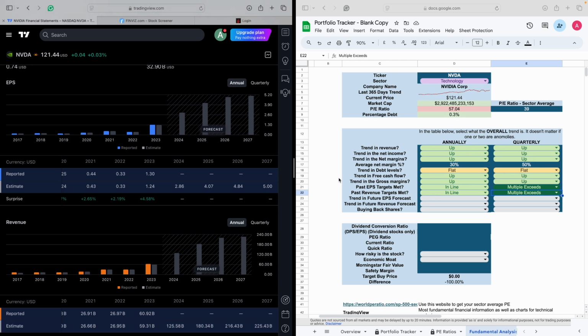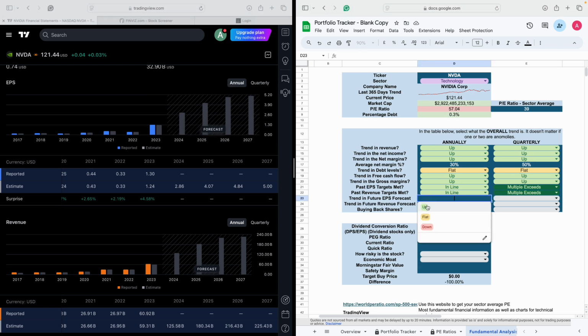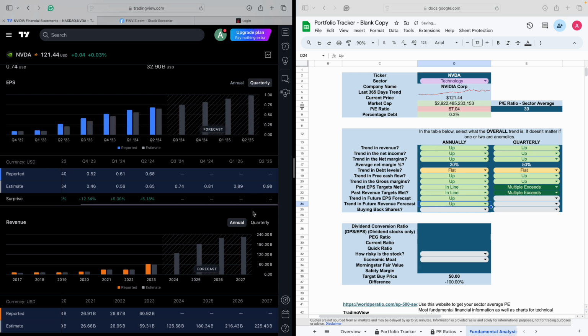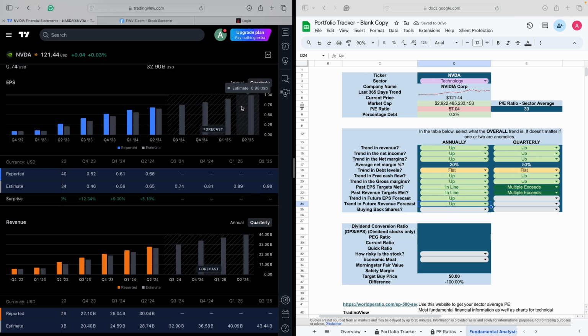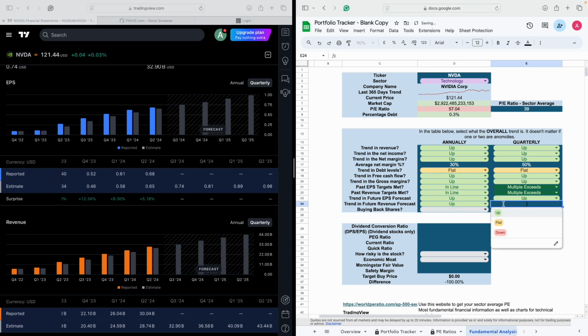But generally speaking, if I look at the trend going forwards, it's still up. And if I look at the revenue trend as well, that's up as well. If I switch to quarterly on both of them, again, earnings per share is up and revenue is up. So I'll put up for both of these. So they're smashing it, NVIDIA smashing it.